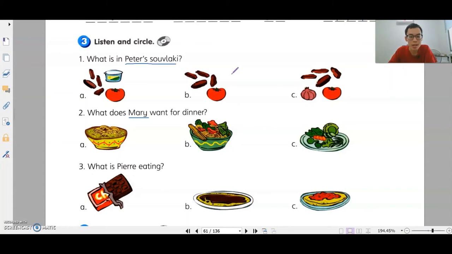Okay, so there's meat here, A, B, and C. There's yogurt. Only A has yogurt. And tomatoes. All three have tomatoes, but only A has yogurt. So which one is the answer? The answer is A. Did you get it correctly?